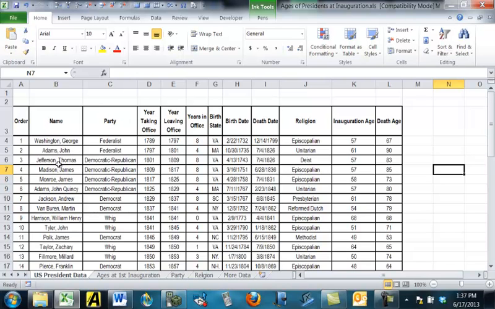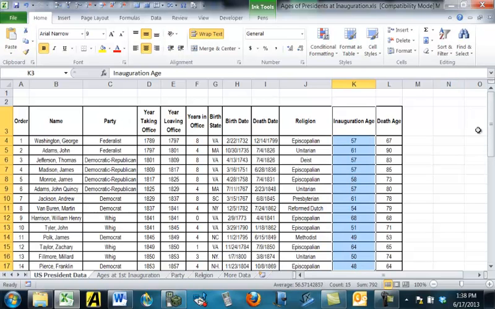George Washington first, John Adams, Thomas Jefferson, and so forth. This is the year they took office and the year that they left office, how many years they were in office, what's their birth state, their birth date, the date of their death, the religion, what date they were inaugurated at the beginning of that term, and then the age that they died.